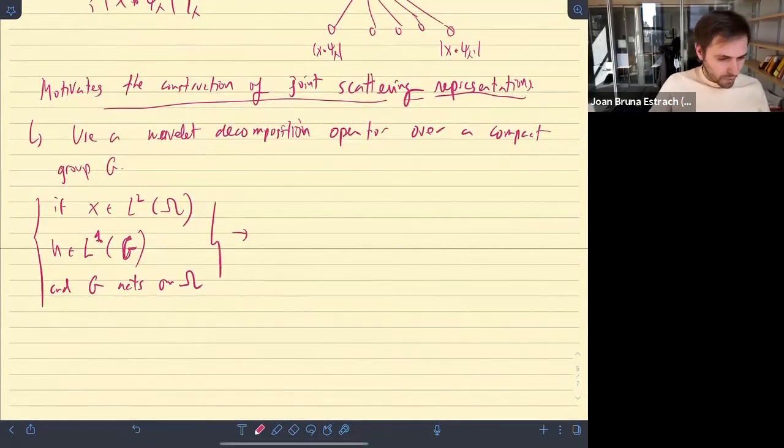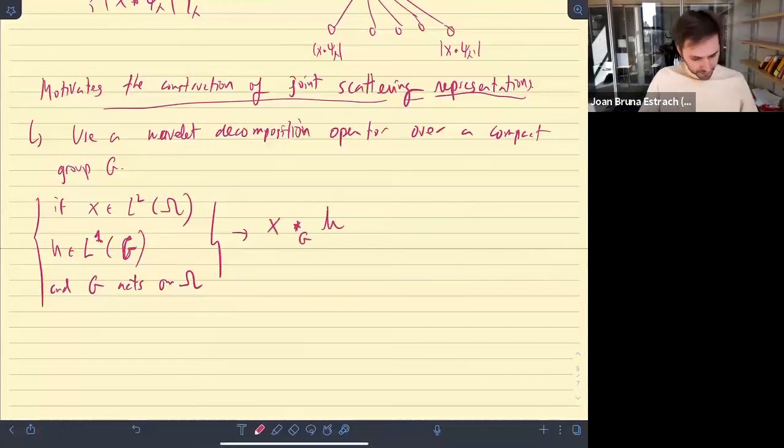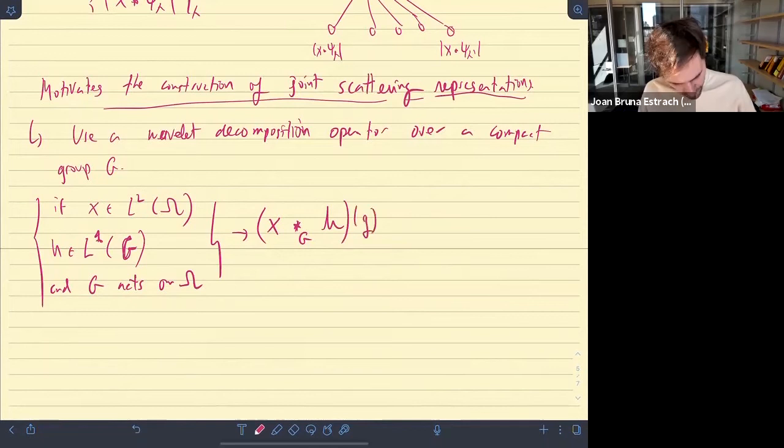then we can define the following operation: a convolution over a group. So basically, we can take an image, a signal that is defined over the domain, and convolve it with the filter that is defined over the group. And now this is going to be a function that lives on the group.